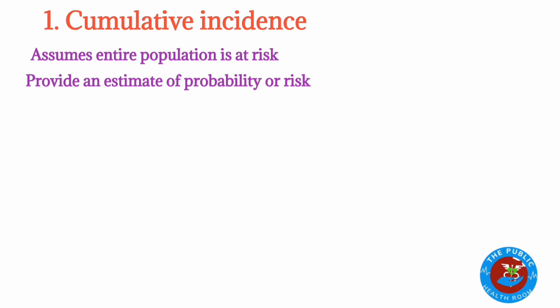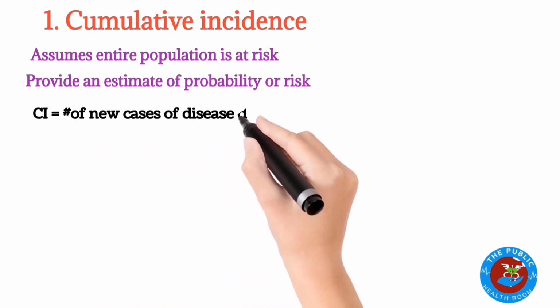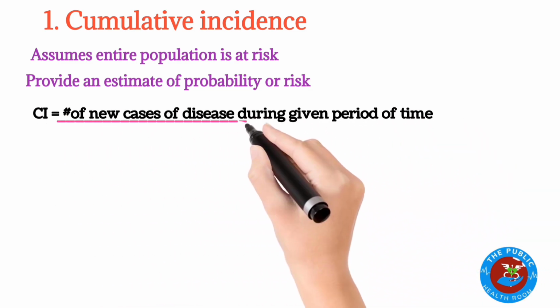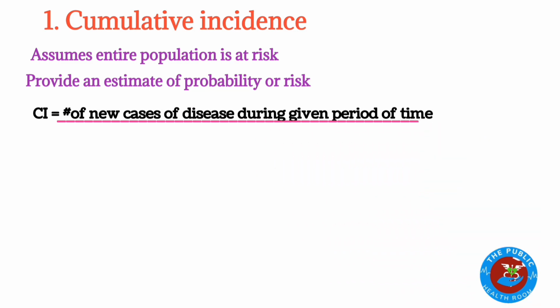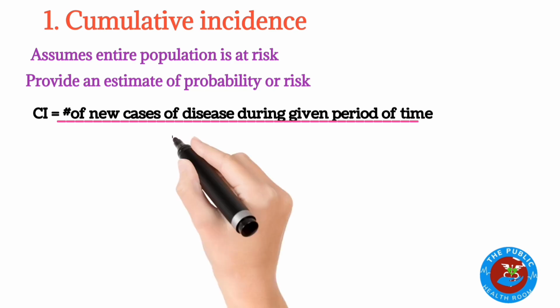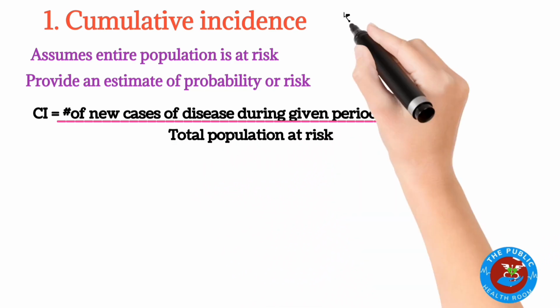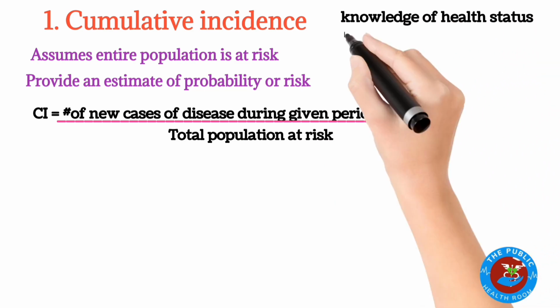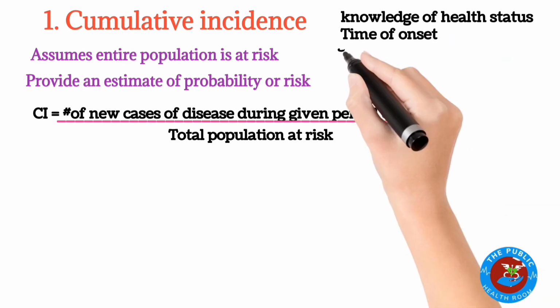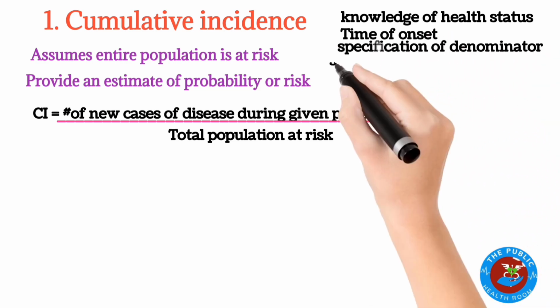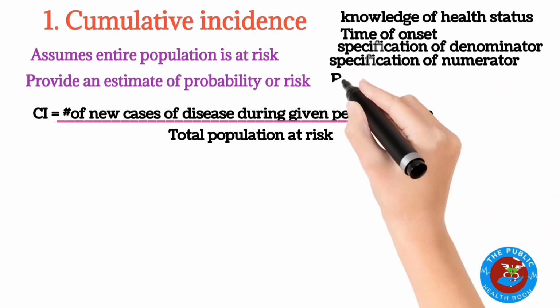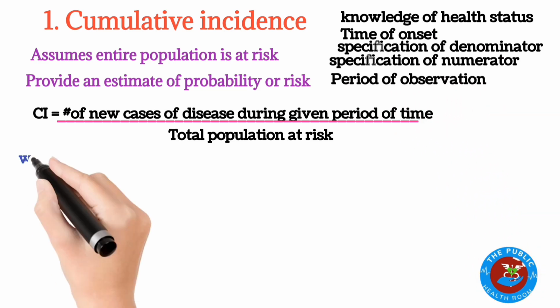It provides an estimate of the probability or risk that an individual will develop a disease during a specified period of time. Calculated by the formula: number of new cases of disease during a given period of time over total population at risk. The requirements to calculate incidence rate include knowledge of health status of the population, time of onset, specification of denominator, specification of numerator, and period of observation.